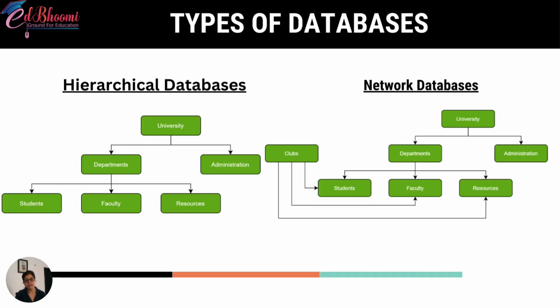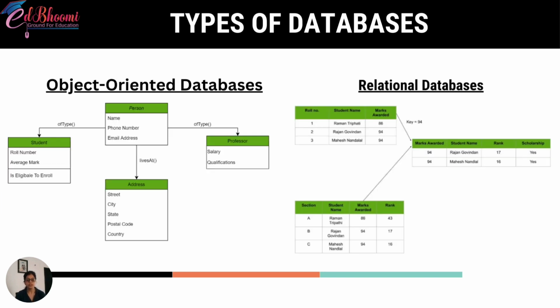Then we have multiple types of databases like hierarchical, network, object-oriented, and relational databases. The relational database is what we are discussing; SQL is used with the relational database. Here, these three tables are interconnected to each other, with the marks awarded in all three tables, and the column is similar across them.